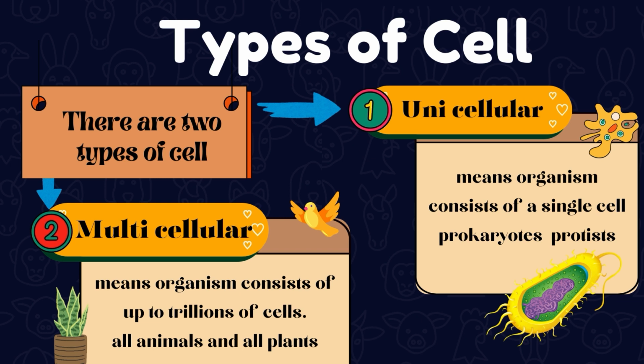There are two types of cell, one unicellular and two multicellular. Unicellular means the organism consists of a single cell, for example, prokaryotes and protists like bacteria, that is shown in the diagram. Multicellular means the organism consists of up to trillions of cells. For example, all animals and all plants.